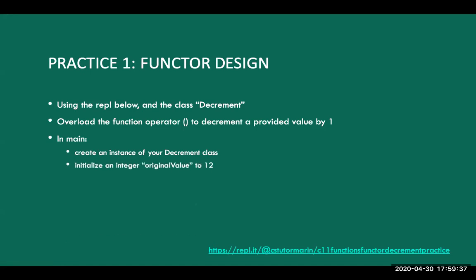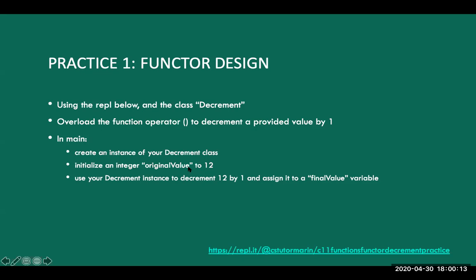So you'll create an instance of the decrement class. You'll initialize some separate integer variable to 12, right? And your decrement class, your constructor will have no arguments. We're just going to decrement by 1. So we're going to have a really simple functor here. It's only ever going to decrement by 1, right? Then you'll call the instance of your decrement class like a function, pass it in a value, and assign the return of that to your original value, right?